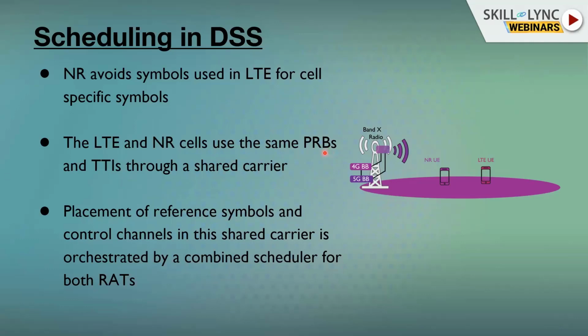So we spoke about the resource grid. We said that there's a common resource grid that we're using, and the TTI is obviously transmitted through a shared carrier as well, which in low band, say 2100 megahertz, could be a shared carrier. Placement of reference symbols and control channels in the shared carrier is orchestrated by a combined scheduler for both RATs.